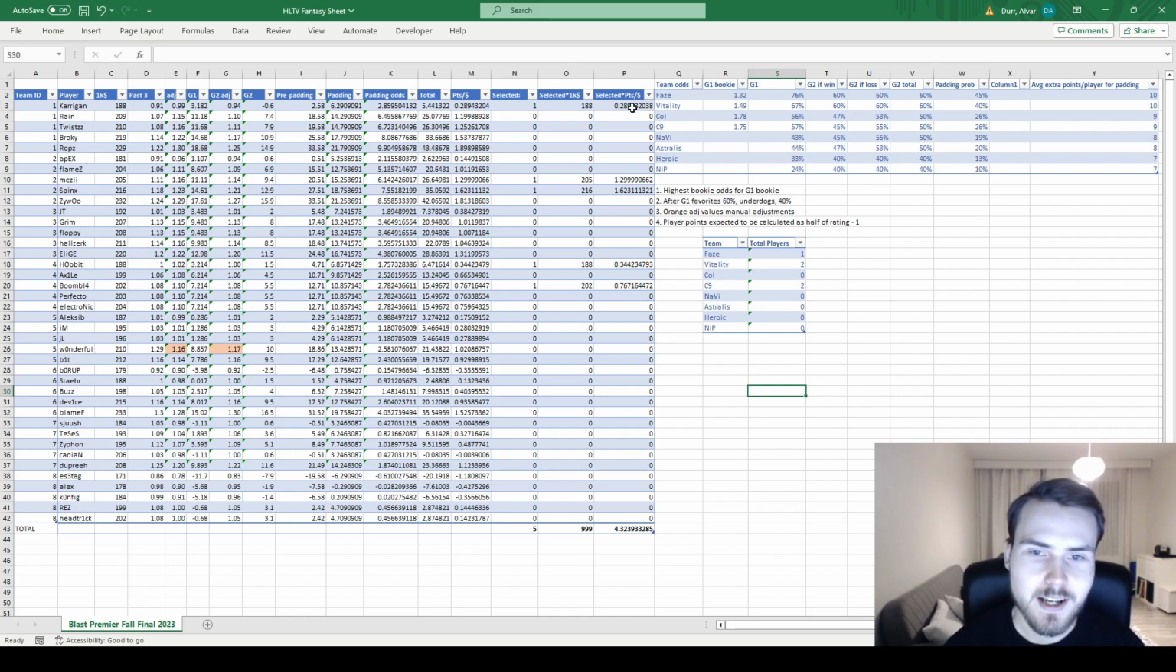I did this, and it first suggested that I buy 3 Vitality players. So I had to think about how to limit it to just 2 players per team. I made this small table here where we have the sum of the selected players of each team, and I added a Solver rule that each of these numbers has to be 2 or lower. And then I let it run.